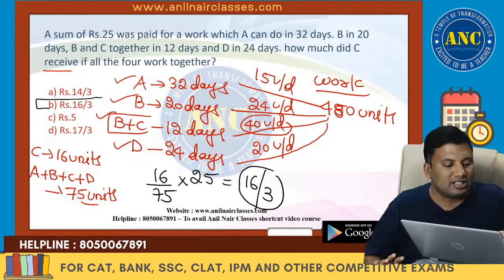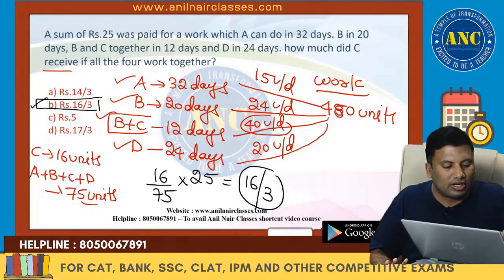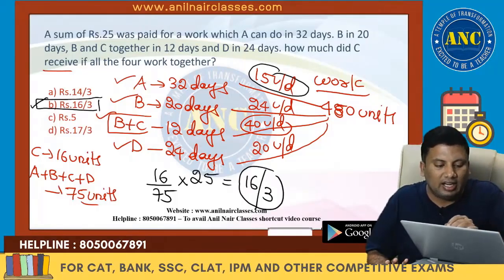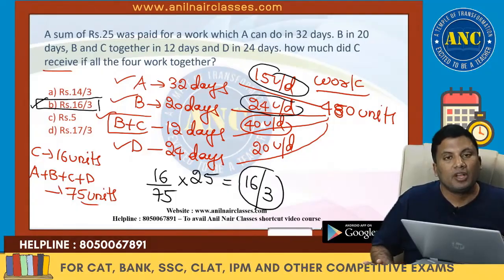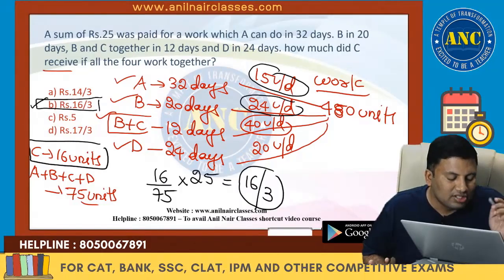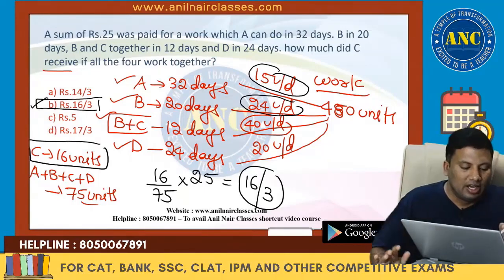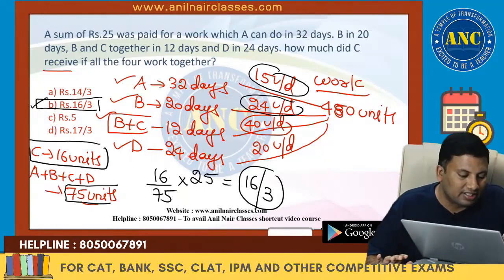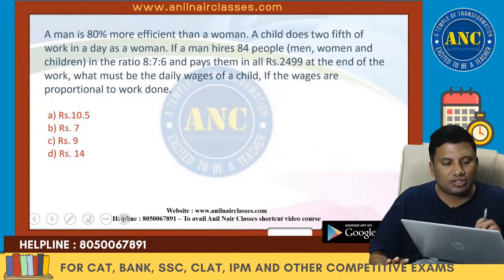How much did C receive? C receives 16 by 3. Only thing you have to determine is, A is clearly visible, B is clearly visible. From B and C, B is 24 units per day, B and C is 40 units. So, C will be 16 units per day. 15, 24, 16, 20. Total it is 75 units. 16 units out of 75 units. Total share is 25.